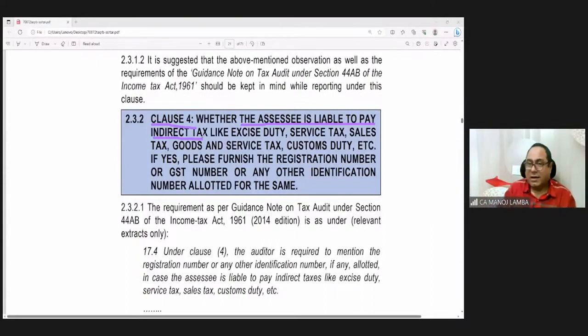The second question is: if yes, please furnish the registration number, GST number or any other identification number allotted for the same. Now, what are they saying? If you tick yes, liable to pay, then furnish the registration number, GST number, or other identification number allotted for the same. Now, what does the guidance note say?